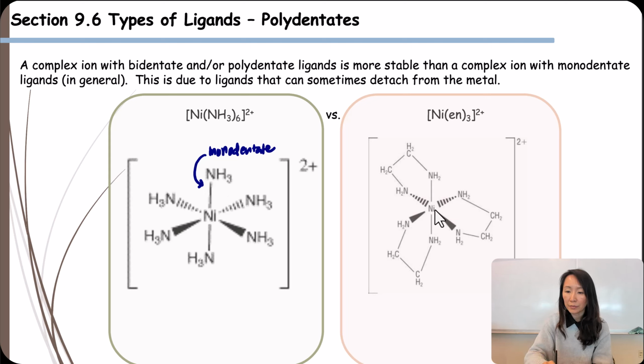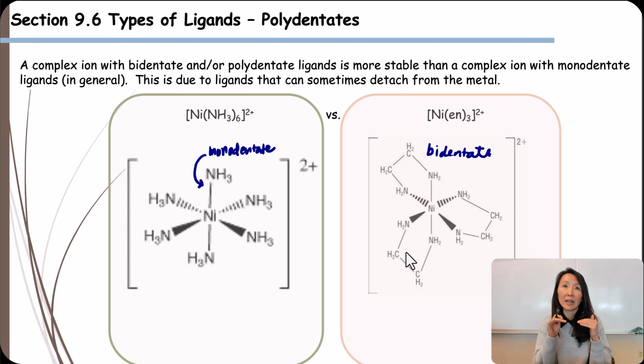What about this one? I hope you were able to see that this is a bidentate. That's because here's nitrogen. This is one entire molecule that is attached in two areas. It's attaching to the nickel, and that goes for all of these. This is en, ethylenediamine. I want to tell you right off the bat that the monodentate has less stability than the complex ion that has a polydentate or bidentate.